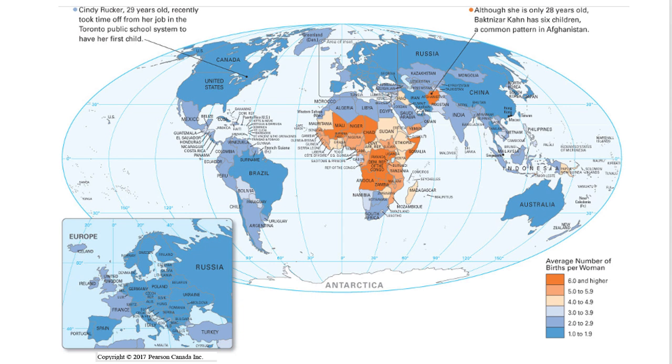And we see here the lives of 2 individual people highlighted. On the left, we see Cindy Rucker, 29 years old, recently took time off from her job in the Toronto public school system to have her first child. On the right, we see, although she's only 28 years old, Baknizar Khan has 6 children, a common pattern in Afghanistan. So what are some factors at the national level that would shape the average number of births per woman?